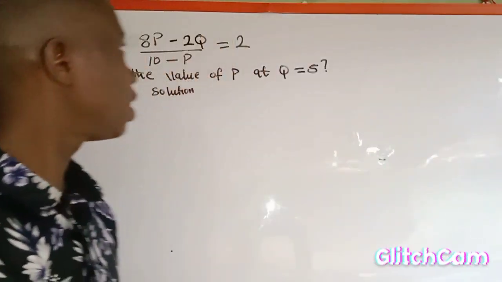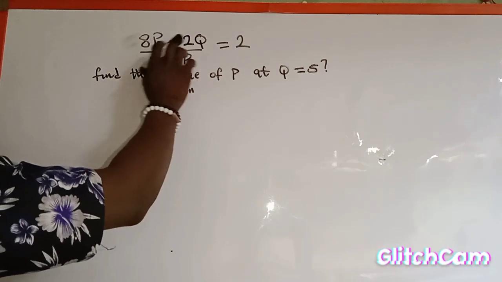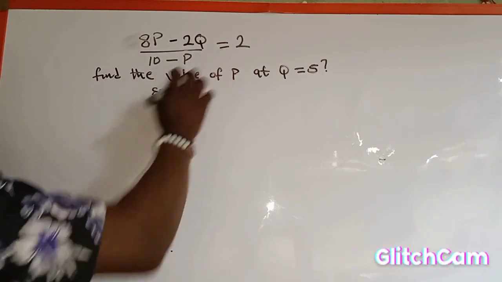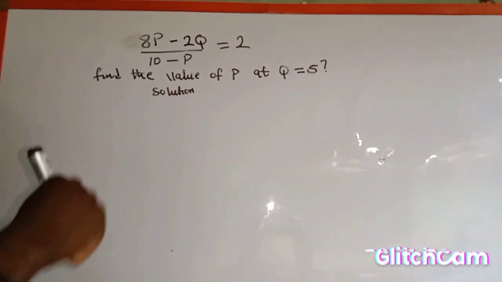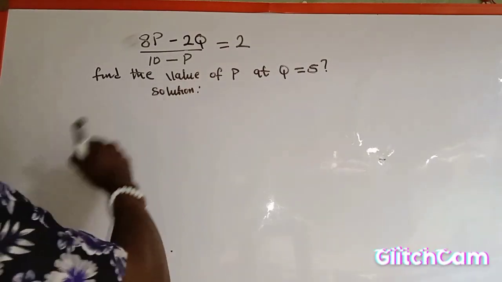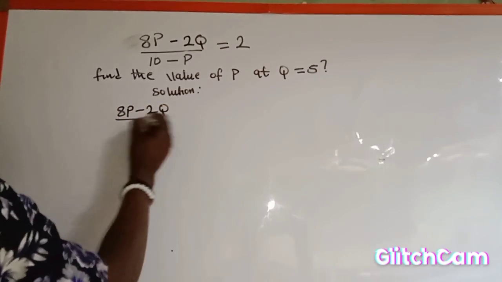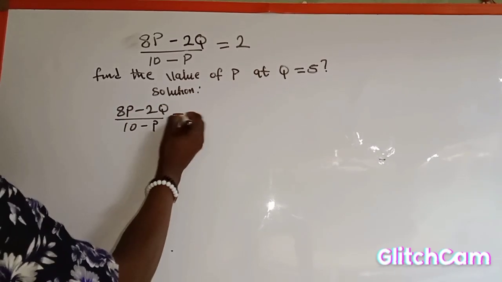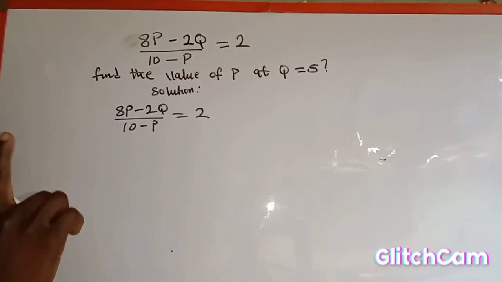So the question says (8p - 2q)/(10 - p) is equal to 2. And we're asked to find the value of p at q is equal to 5. So, solution. The question is (8p - 2q)/(10 - p), which is equal to 2. And we're asked to find the value of this p at q is equal to 5.